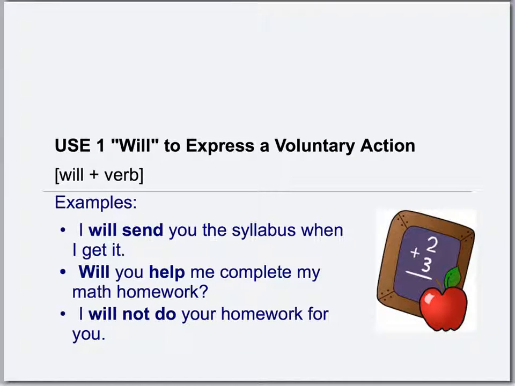Using will to express a voluntary action. Will often suggests that a speaker will do something voluntarily. A voluntary action is one the speaker offers to do for someone else. Often, we use will to respond to someone else's complaint or request for help. We also use will when we request that someone help us or volunteer to do something for us. Similarly, we use will not, or the contraction won't, when we refuse to voluntarily do something.